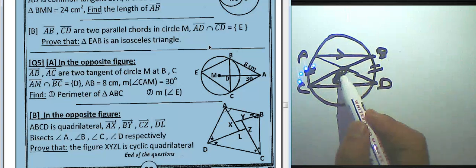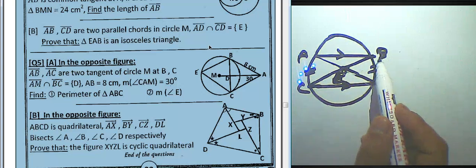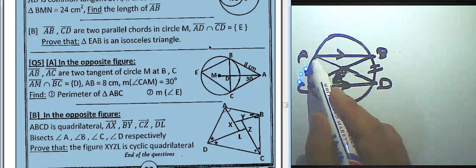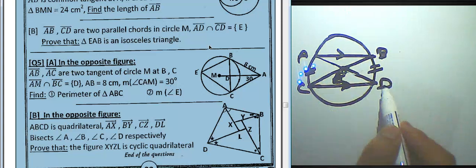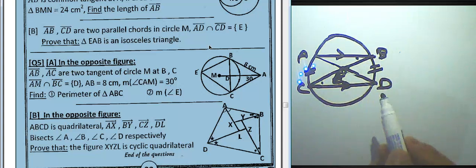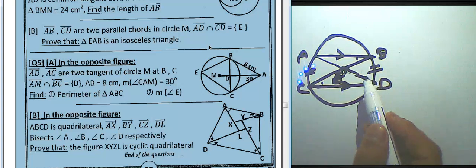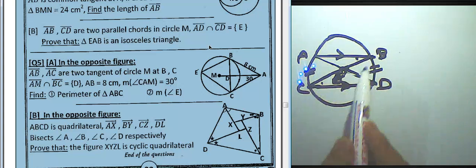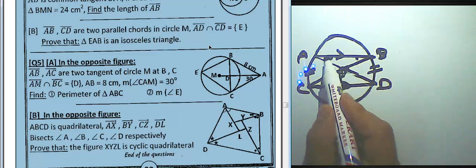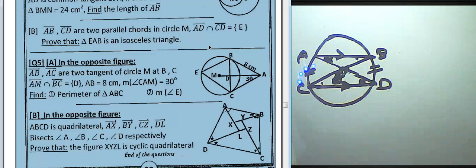Who can tell me how to prove that the triangle is isosceles? We must prove that EB equals EA. How? We have EB parallel to CD and BC cuts them. The measure of angle B equals the measure of angle C. And we have AB parallel to CD and ED cuts them. The measure of angle here equals the measure of angle here.